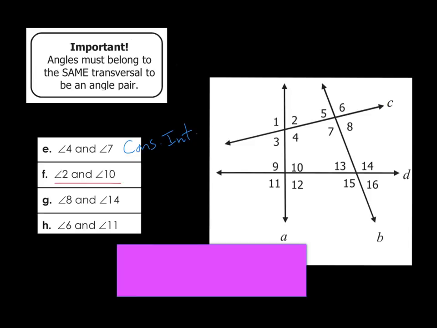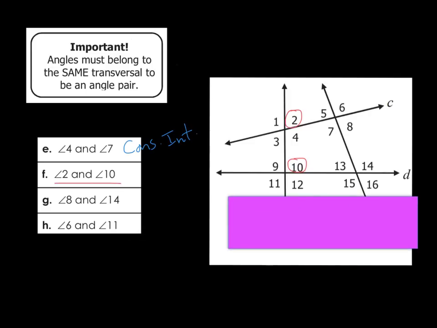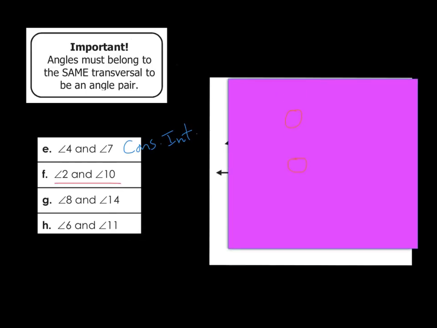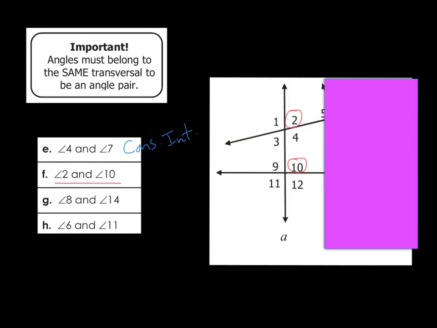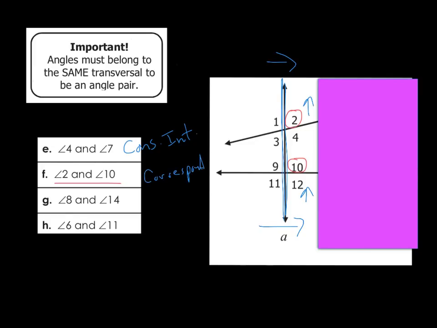Okay, so first I'm going to go find angles 2 and 10. So 2's here, 10 is here. And so what I want to do is I want to move my rectangle as such and adjust it so that I, again, just see what I need to see. And so now we're talking about line A as the new transversal. And what do I notice? 2 is to the left of the transversal, 10 is to the left, 10's above its respective line, 2's above its respective line. So sounds like, feels like, corresponding.